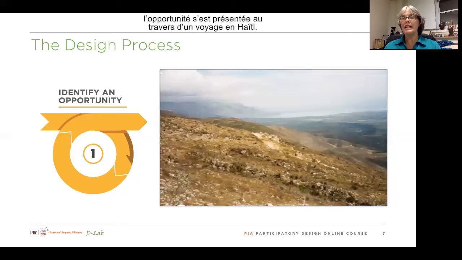In the case of the Fuel from the Fields project, the opportunity came out of a trip that we took to Haiti. We learned that the country was 98% deforested and that this had a huge impact on people's lives and their livelihoods. It affected agriculture, it led to environmental degradation around the planet, and it led to a scarcity of resources. So this was an opportunity where we thought we might be able to make a difference.